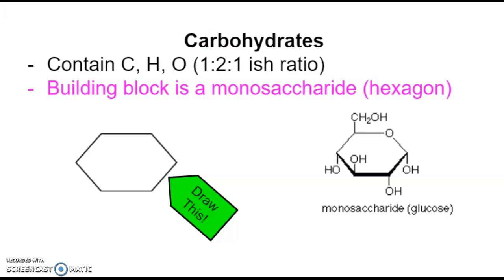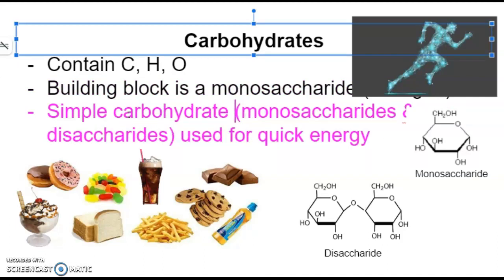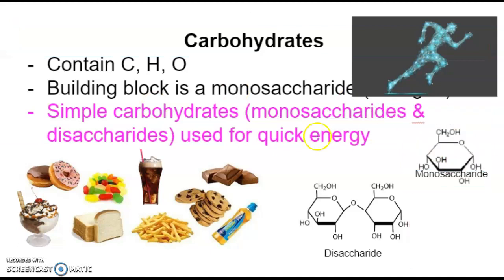So now let's talk about what these carbohydrates are used for. Scientists classify carbohydrates as simple or complex. So our simple carbohydrates are things like monosaccharides and disaccharides. They're only made of one hexagon or two hexagons. These are really sugary things, and they're used generally for really quick energy.